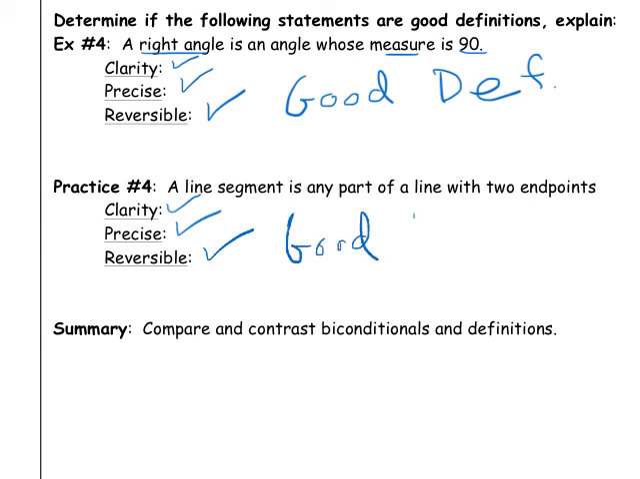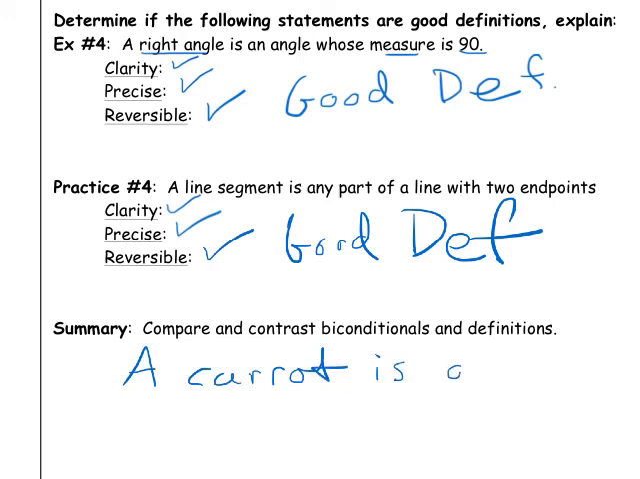I wanted to give you guys an example of a bad definition, though. So I'm going to write that down here below summary, and we will probably do this in the warm-ups if you're in class today. But it is a carrot is a vegetable. And let's put this thing through the CPR check. Ready? So is it clear? A carrot is a vegetable. Well, that's clear. Is it precise? A carrot is a vegetable. Yeah, there's no language in there that's vague.